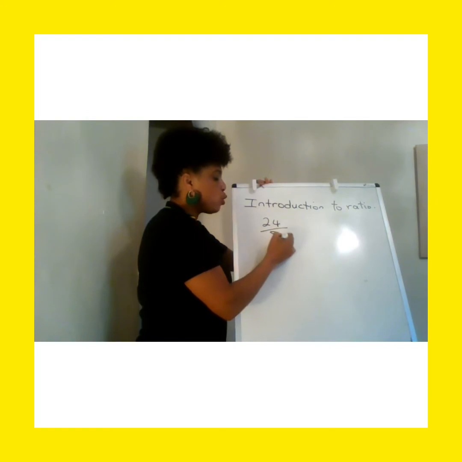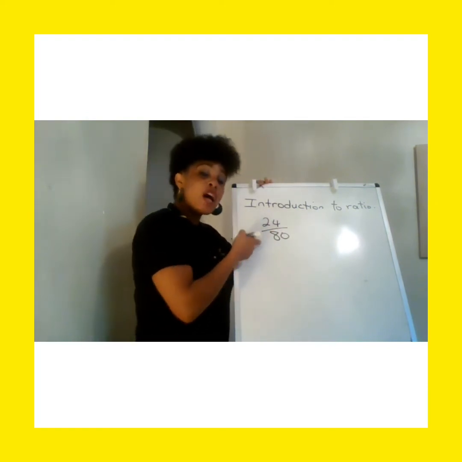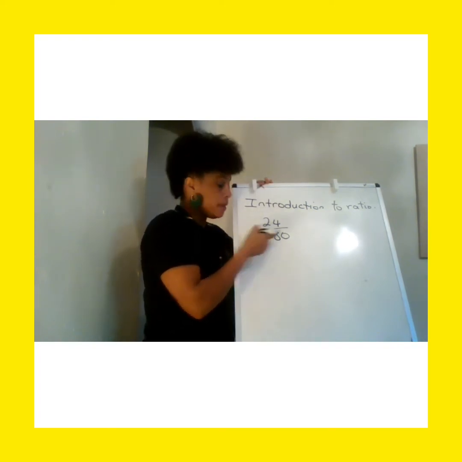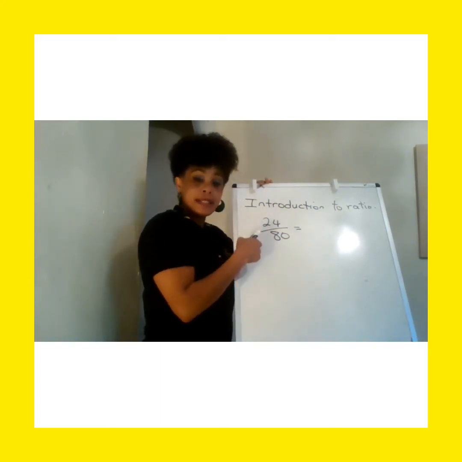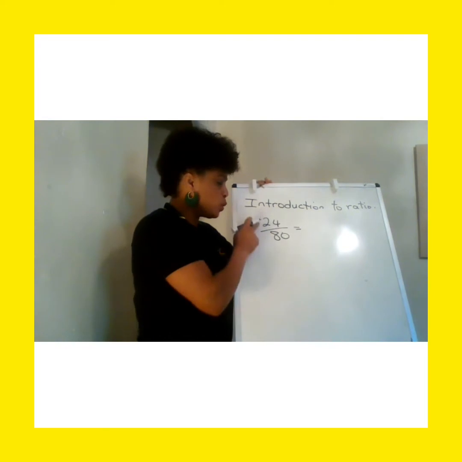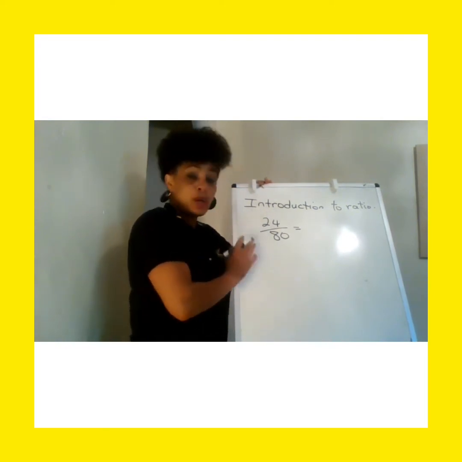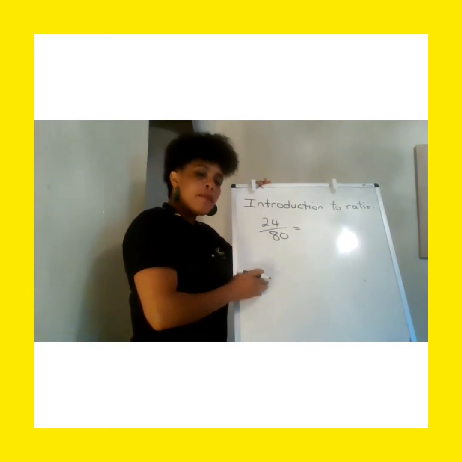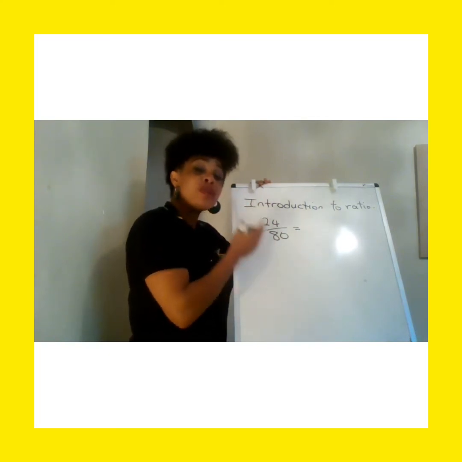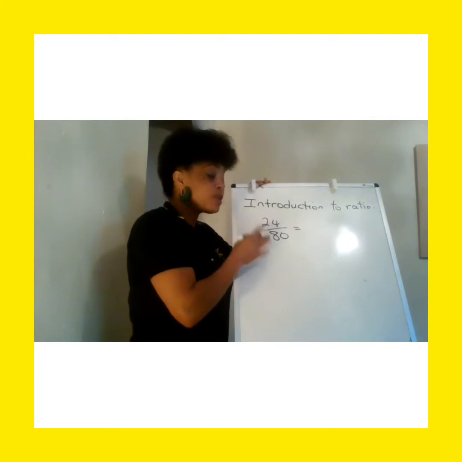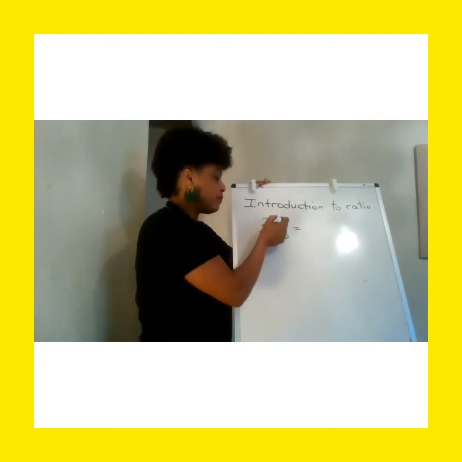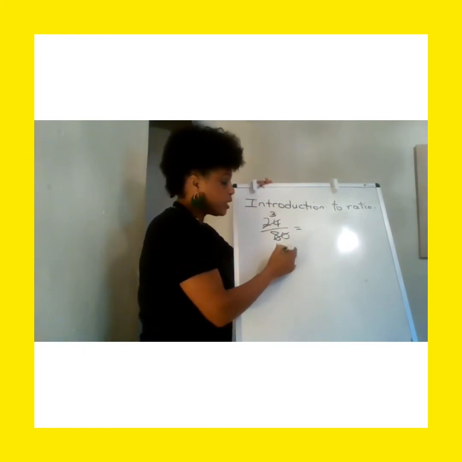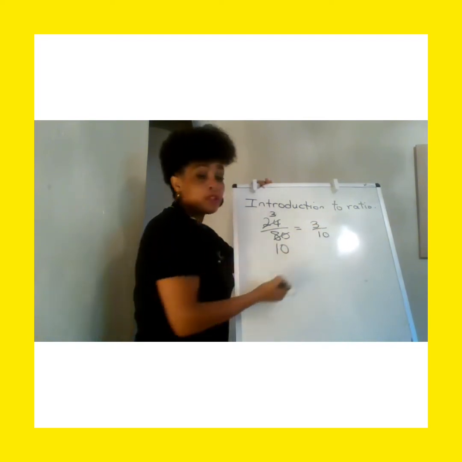We have 24 over 80. To cancel this down to the simplest form, or the lowest fraction that it can be, we find common factors. 2 can divide that and that without leaving a remainder. 4 can divide it without leaving a remainder. 8 can divide it without leaving a remainder. But if I want to get to my destination faster, I use the highest common factor. So I'm going to be using 8. 8 into 24 gives me 3, and 8 into 80 gives us 10. So this canceling down is going to give us 3 out of 10.